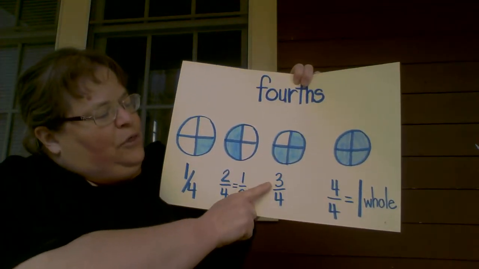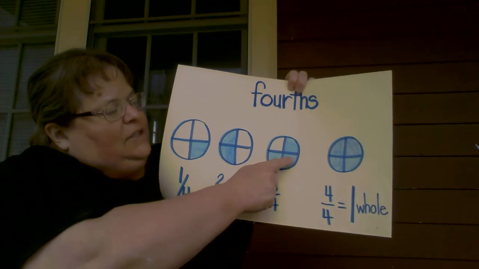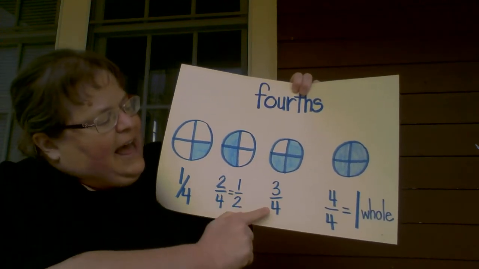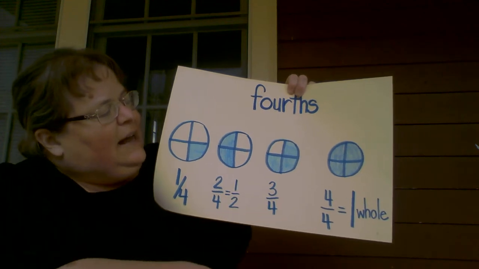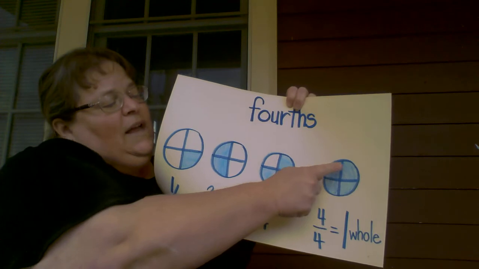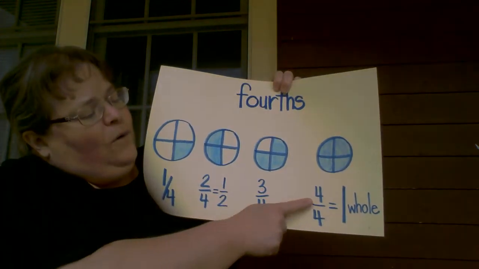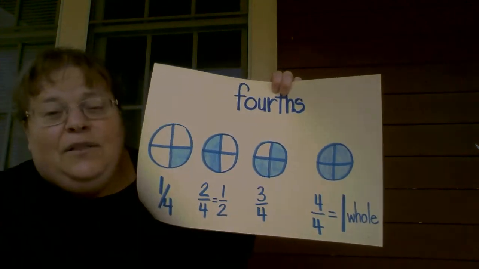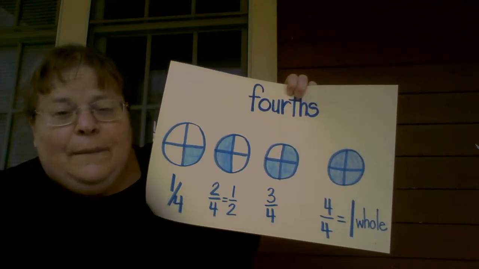Over here we have 3/4, 1, 2, 3 out of 4 altogether. 3 out of 4, 3/4 are colored blue. And then over here, 1, 2, 3, 4, 4 out of 4 are colored blue. And again, we colored the whole circle blue. Now, we're going to cut some things so that we can show those kind of fractions.